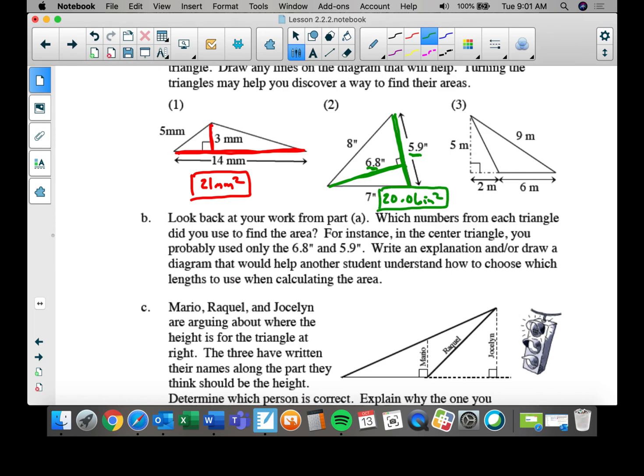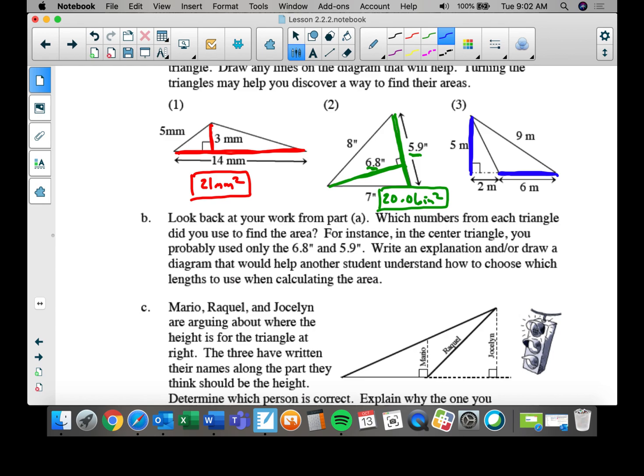Okay? And then finally, this last one, this was our tricky one. If you're trying to find the height and the base of this one, notice here's our 90-degree angle right here. That means, like we were talking about on the previous slide, this is actually the height of that triangle. The base, however, is only this 6. Okay, so those are your two dimensions. It is 5 meters tall with a base of 6 meters.